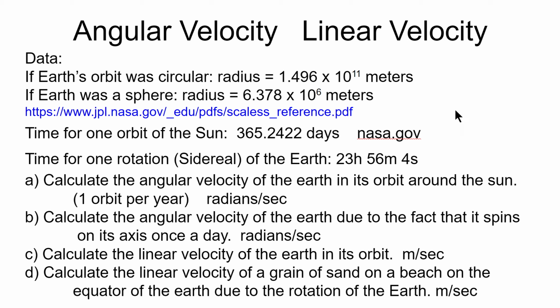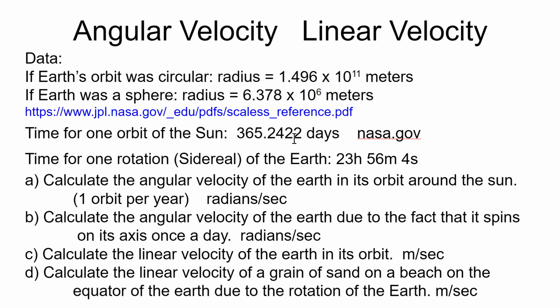The time for one orbit of the Sun, it's not 365 days, it's 365.2422 days. This leads to leap years, and then there's another special rule for why some years divisible by 4 are not leap years.